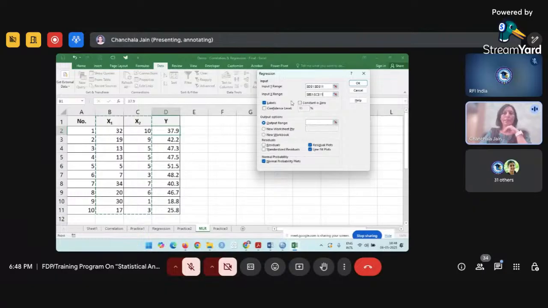Labels: I think I have selected labels already, because we have performed simple regression, which is why this checkbox is checked. If in your case it is not checked, please select it if you have selected the labels of the columns. I'm not generating all the other outputs right now; we are keeping it simple. Coming to the output range, select a blank cell where you want the output, and click on OK.